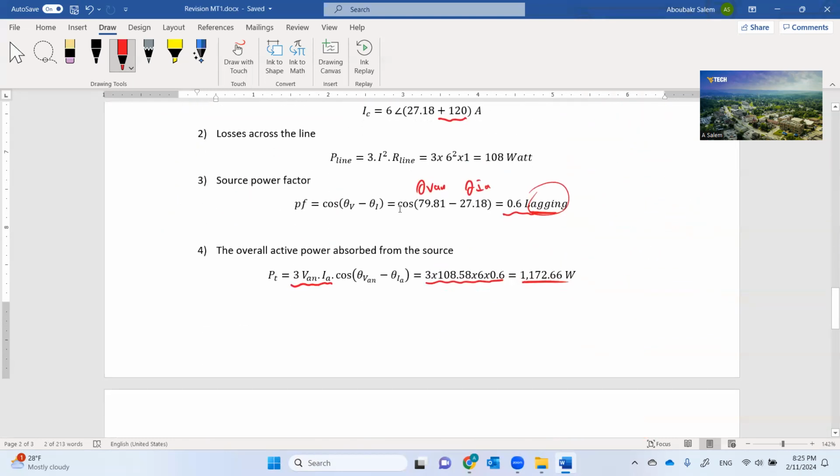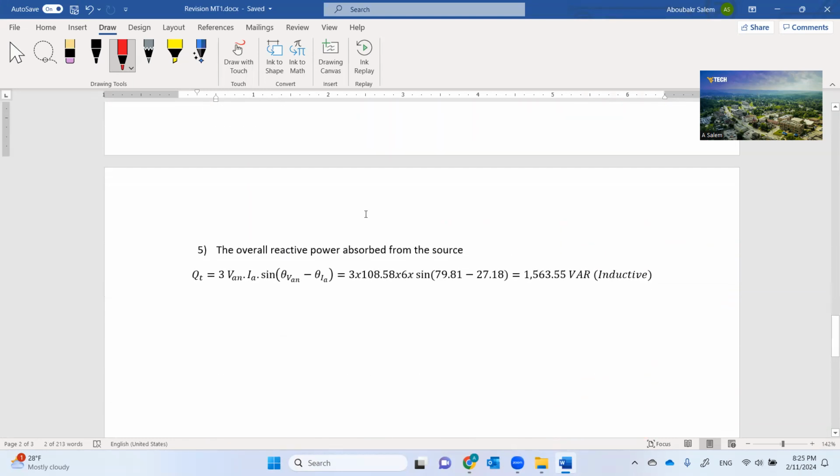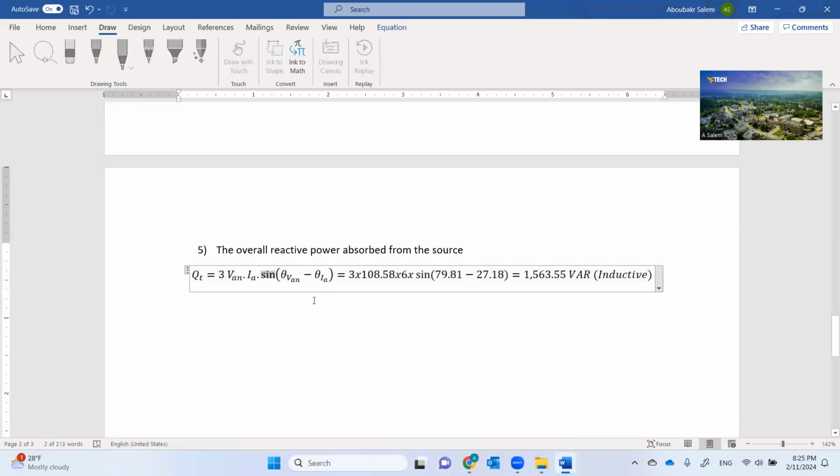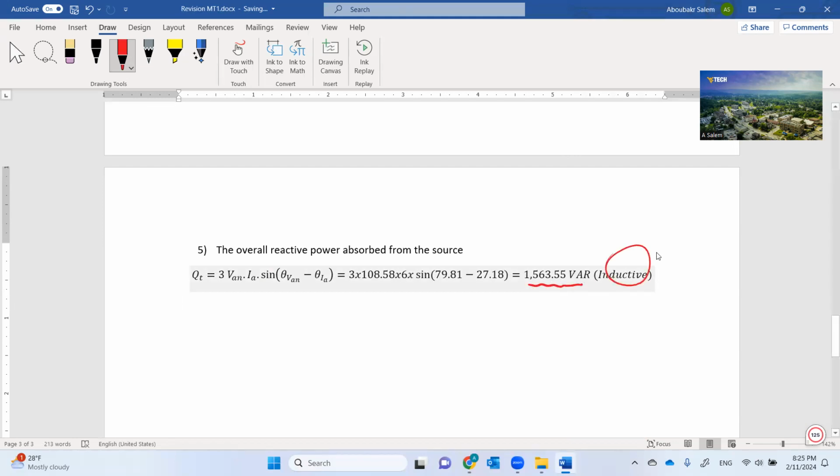So we can say now the overall reactive power absorbed from the source will be 3 times V times I times sine angle. So this is the way, guys, substituting the relation again and get the value of reactive power. And again, this reactive power is inductive. Why? Because it's lagging power factor.